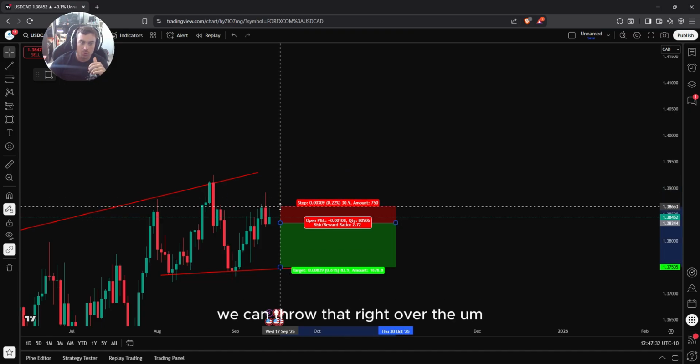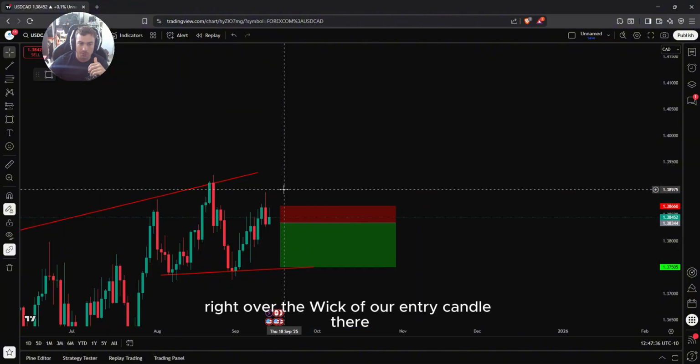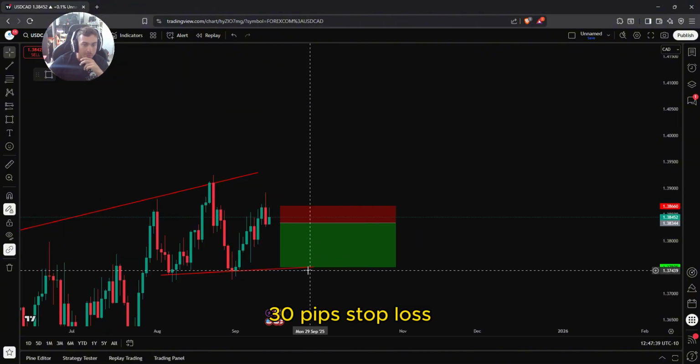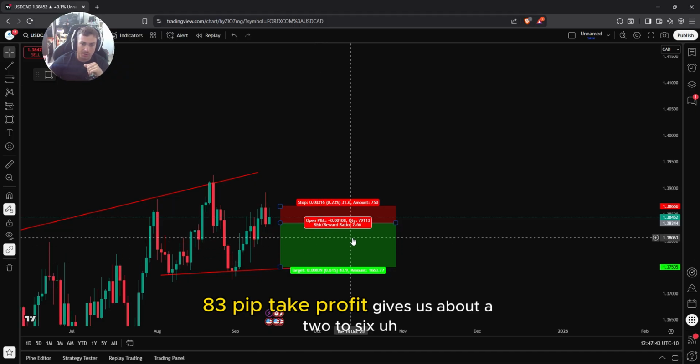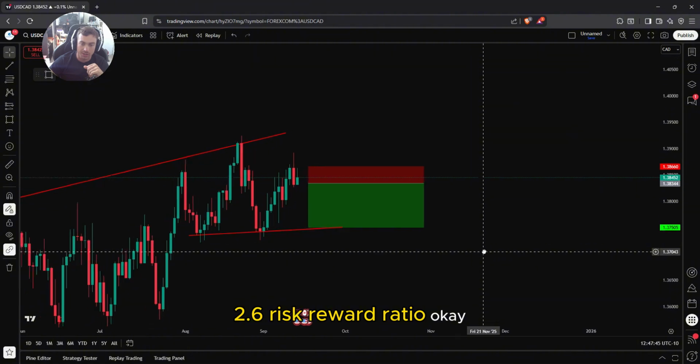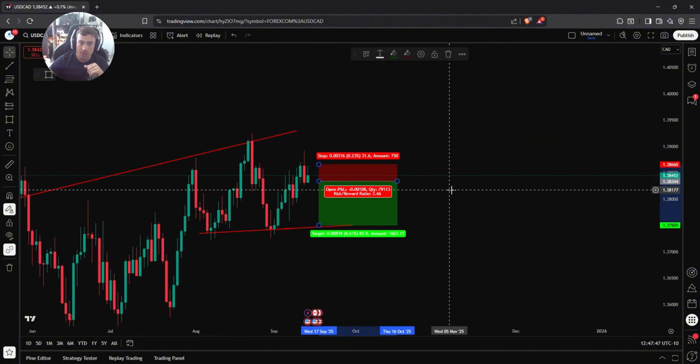Stop loss, we can throw that right over the wick of our entry candle there. 30 pip stop loss, 83 pip take profit, gives us about a 2.6 risk reward ratio. Okay.